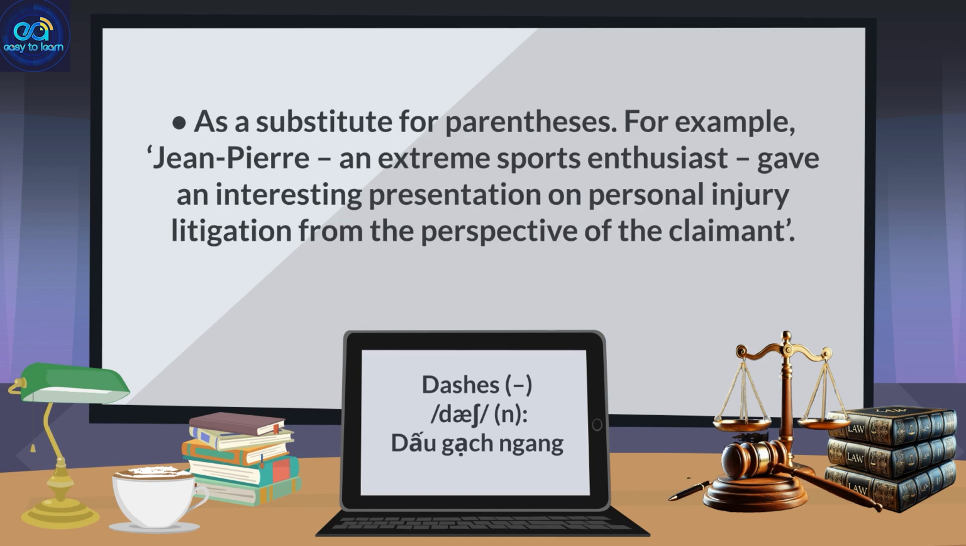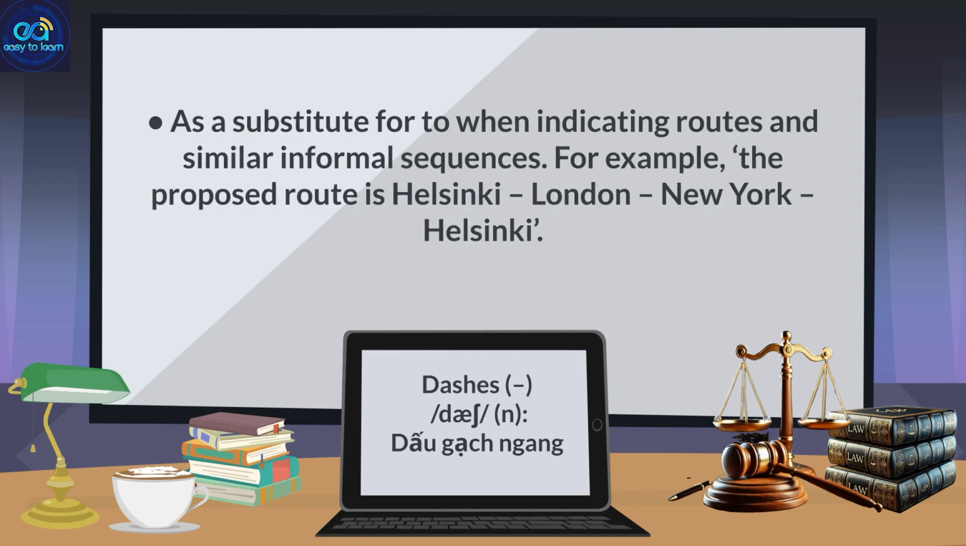As a substitute for parentheses. For example, Jean-Pierre—an extreme sports enthusiast—gave an interesting presentation on personal injury litigation from the perspective of the claimant. As a substitute for "to" when indicating routes and similar informal sequences. For example, "The proposed route is Helsinki–London–New York–Helsinki."